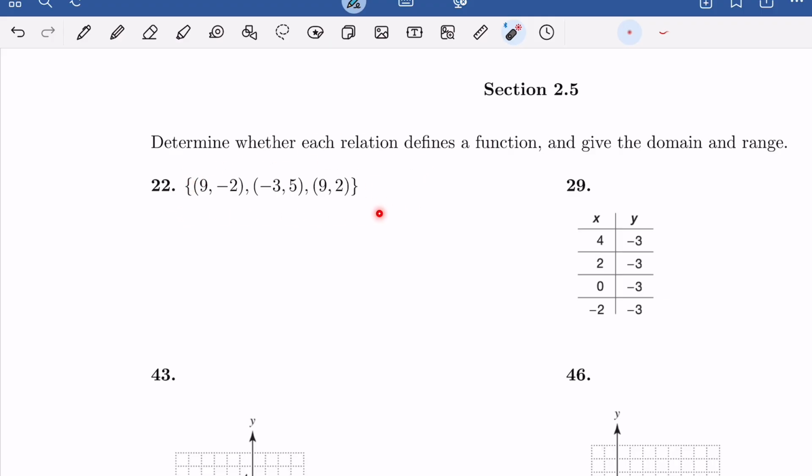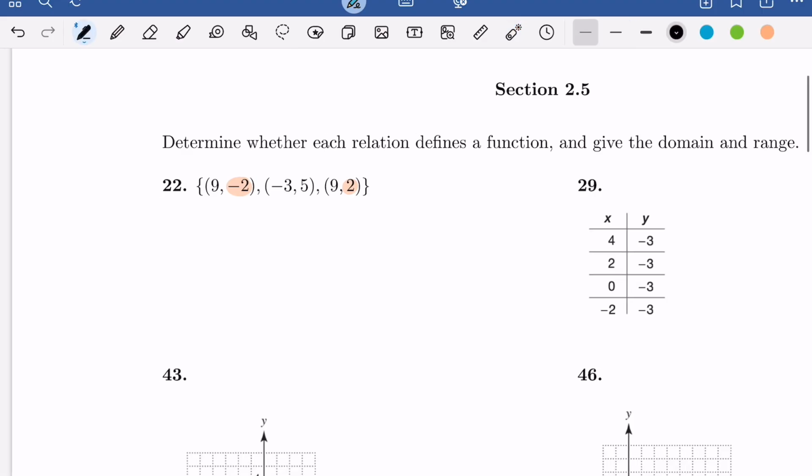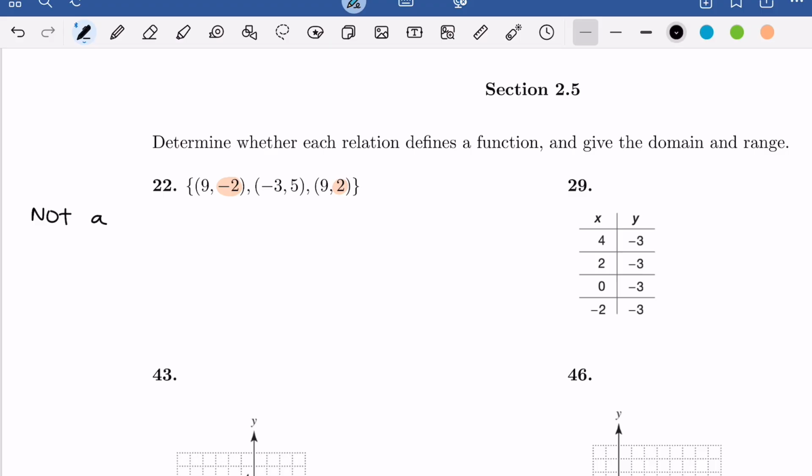We have this set of ordered pairs. Now our input value is 9 for this first one and our output's 2. The next one, our input's -3 and our output is 5. And notice for this last one, our input is 9 and our output is -2. But going back to this first ordered pair here, we already have this input of 9, which is giving us a different output of 2. So in this case, we have a -2 and a 2, which are two different values, which corresponds to our input value of 9. So this would not be a function. We have two different output values for the same input value. So not a function.